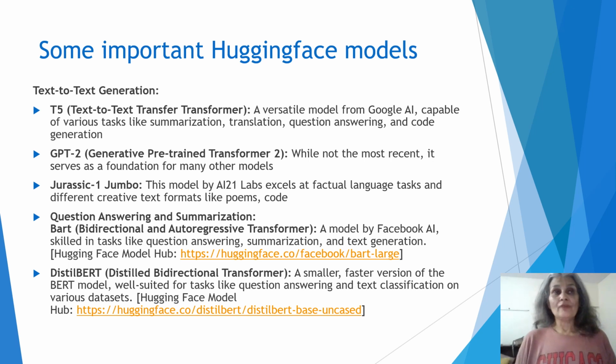Jurassic Jumbo, this model from AI21 Labs, excels at various language tasks. So again, it's another major model which is available. Then for question and answer and summarization purposes, you have something called BART, B-A-R-T, which is a model by Facebook AI and is used extensively in question and answer. And this is again open source. DistilBERT, which is a smaller and faster version of the famous Google BERT model, and is again well suited for tasks in Q&A and text classification, etc.